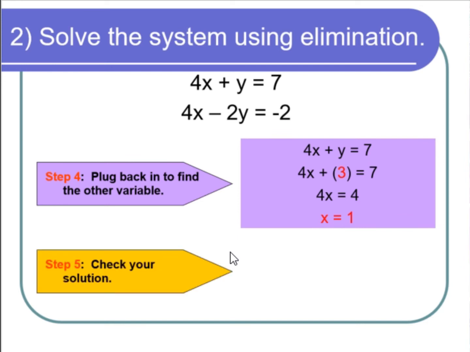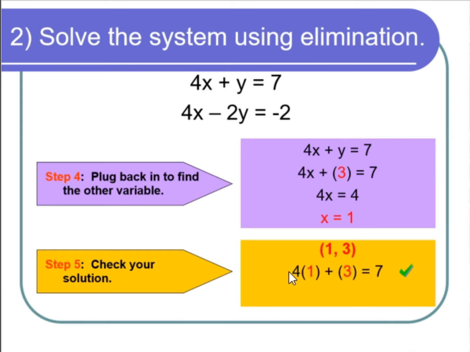So, the last step is to check whether our solution is correct. We have (1, 3) as our solution. Is it correct for equation 1 and equation 2 as well? In equation 1, we have 4x plus y is equal to 7, so we substitute 4 times 1 plus 3 is equal to 7. 4 times 1 is 4, plus 3, and that is also equal to 7. So it is true in equation 1.